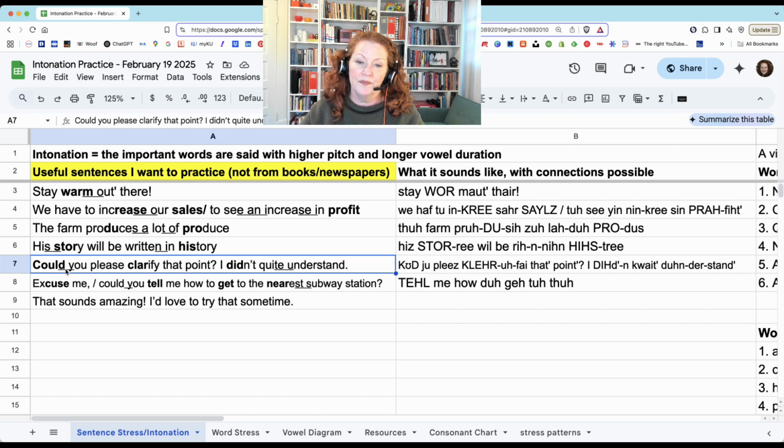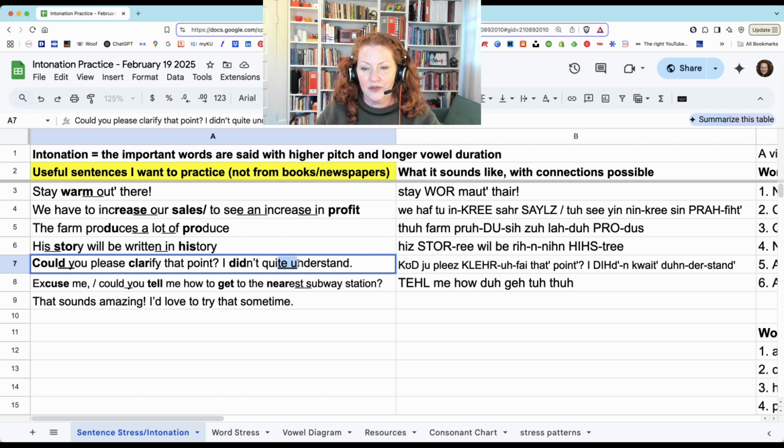I put "could you?" Could you please clarify that point? My voice should be going up. Could you please clarify that point? I didn't quite understand. Quite understand. This T changes to a D, so when it connects, it'll sound like "dunderstand." Didn't quite. And I put this T here with a little mark because you're not going to release the T. Quite understand.